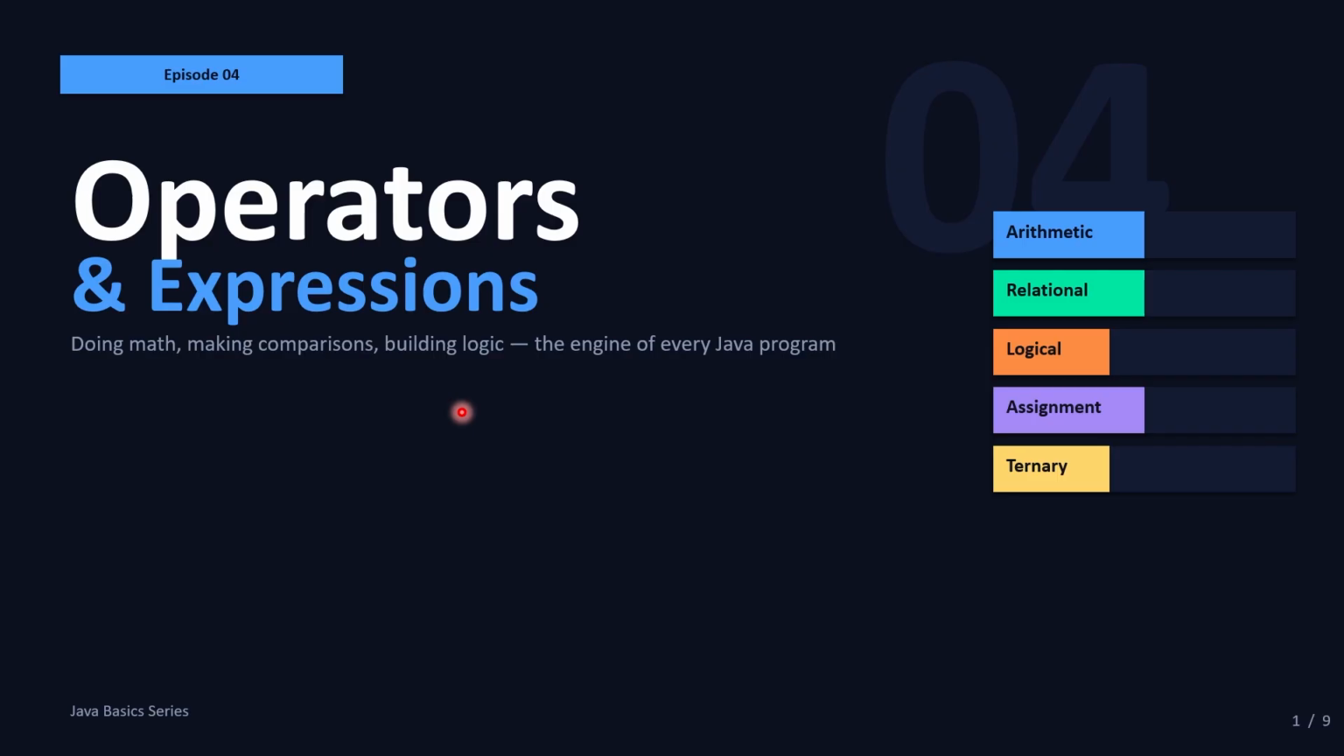Now, if you provide this question to Java, then what will it answer? If it answers 30 or if it answers 20, then your answer may be wrong, right? So, let's see why it is wrong. In this video, you will be understanding about operators and expressions.